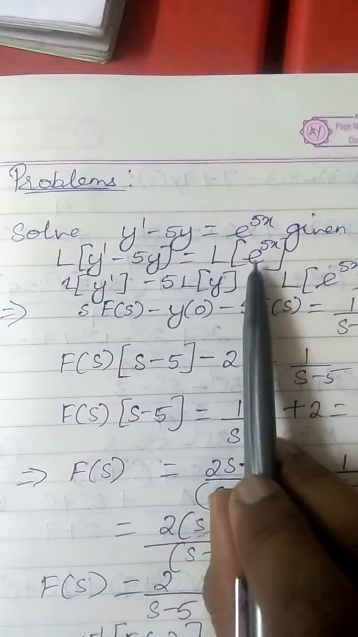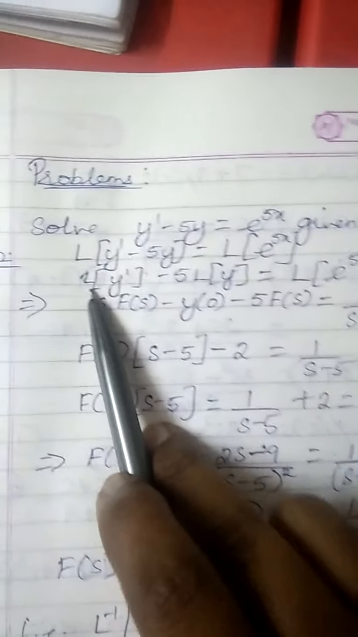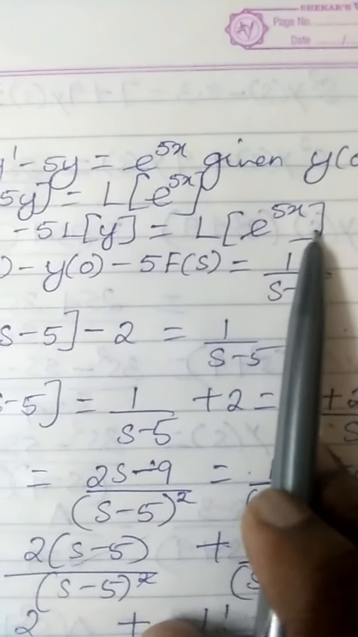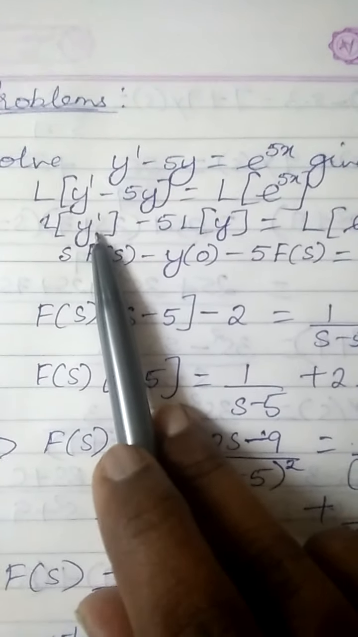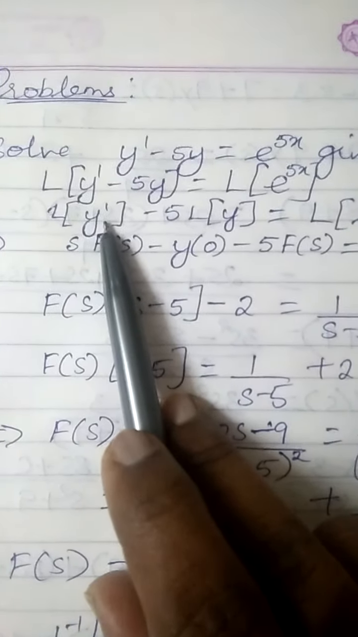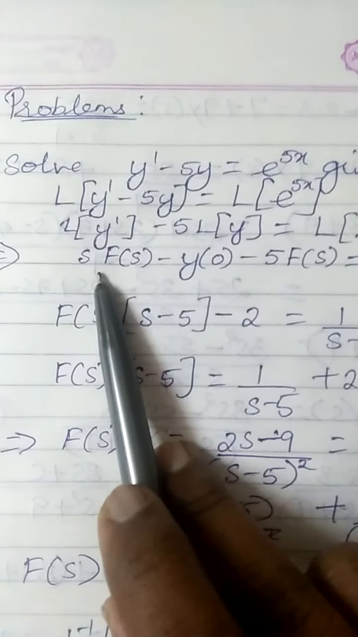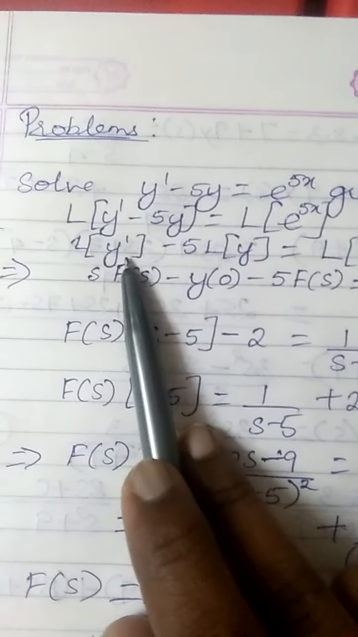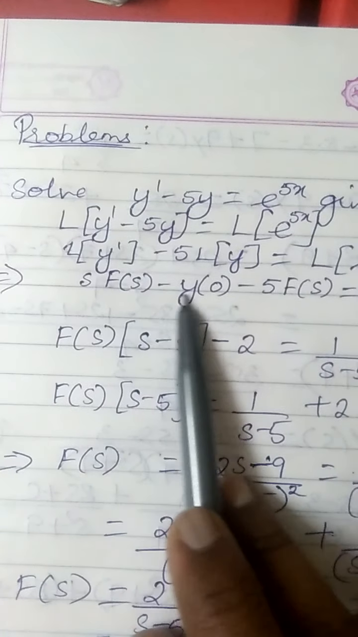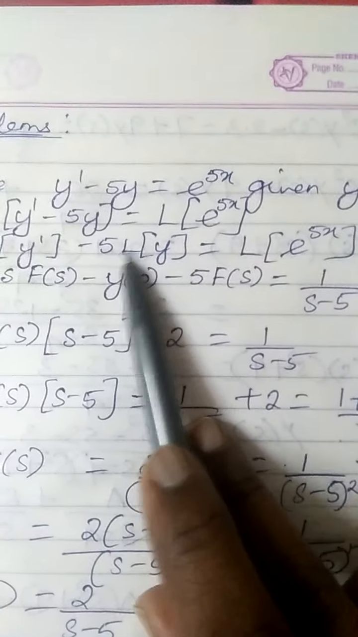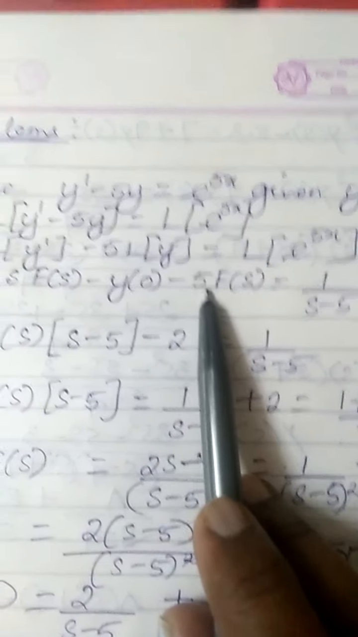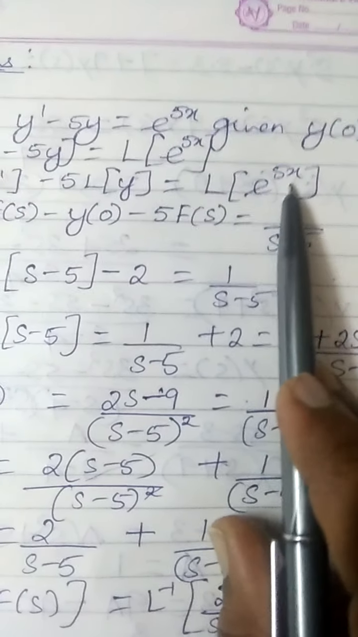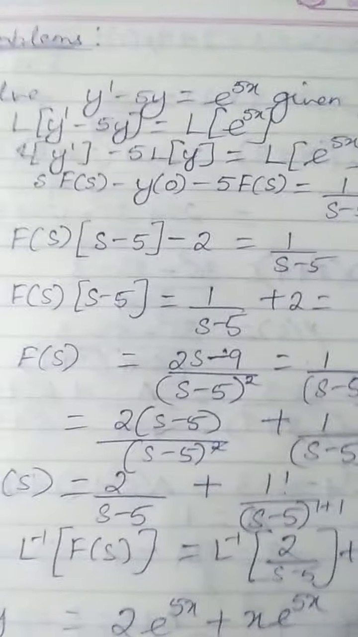By taking the Laplace transform on both sides using the linearity property, we get L of y dash minus 5 L of y equal to L of e power 5x. For L of y dash, we have to relate it to L of f dash of t. We know that L of f dash of t is s f of s minus f of 0. So with respect to y, we take s f of s minus y of 0, minus 5 L of y. L of y is again y of s, or we can write f of s. That is equal to L of e power 5x. The Laplace transform of e power 5x is 1 by s minus 5.